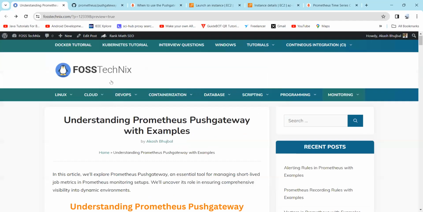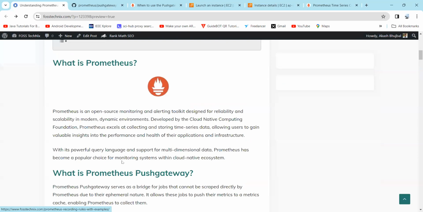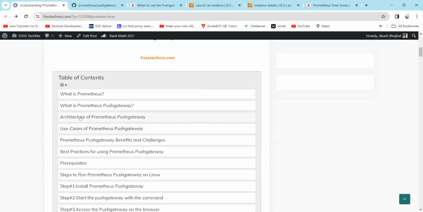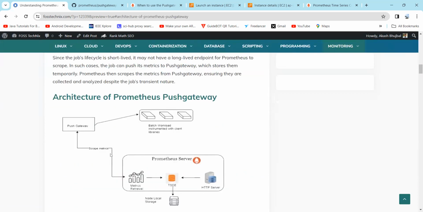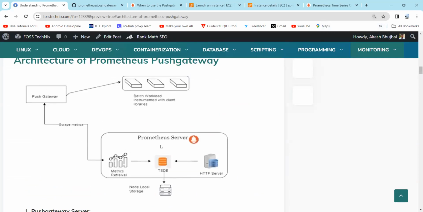Now let's learn about the architecture of the Prometheus PushGateway. Here you can find the article on Prometheus PushGateway on the forsttechnics.com website. If you go below and click on the architecture, here you can find the architecture of Prometheus PushGateway. It includes the PushGateway server, metrics cache, HTTP interface, temporary storage, the scrape metrics, then labeling support and high availability consideration.